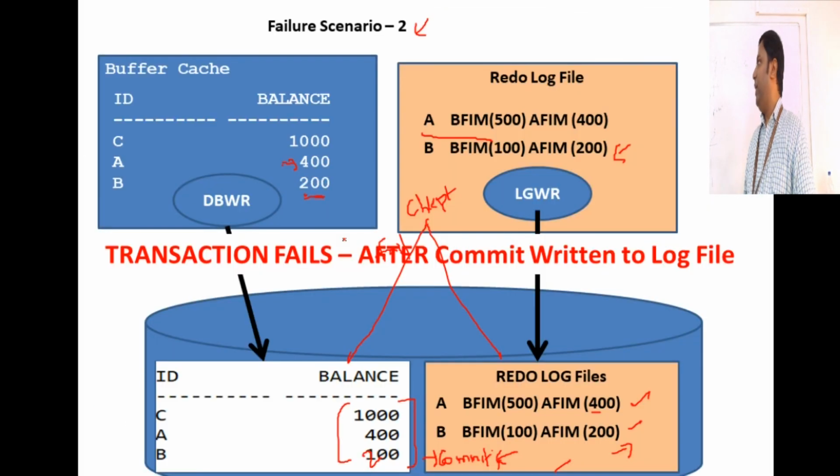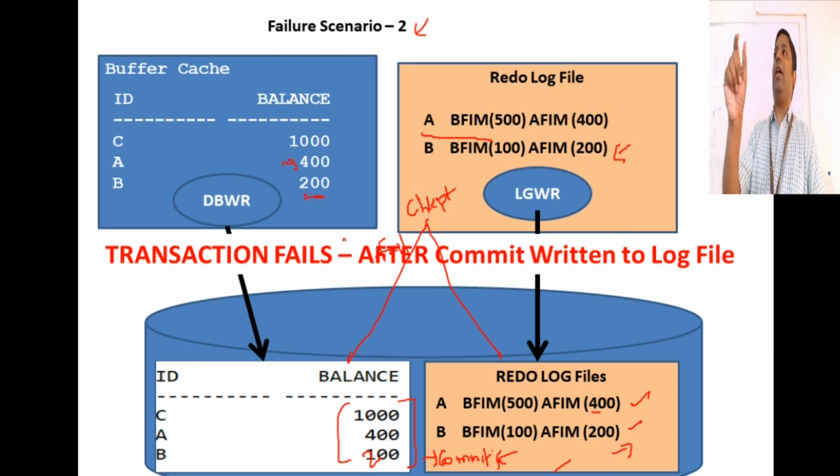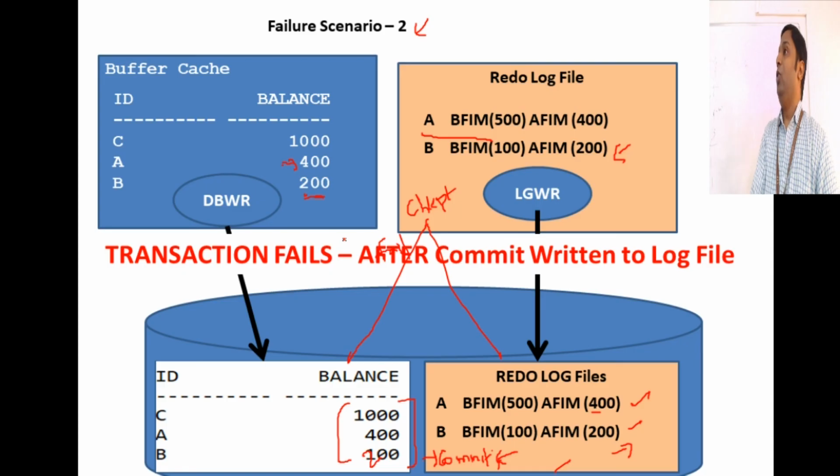So what we have looked at today is two algorithms or two techniques, deferred update and immediate update. Under deferred update, we looked at the technique that is no undo and redo. Whereas under immediate update, we looked at the technique called undo and redo. Okay.